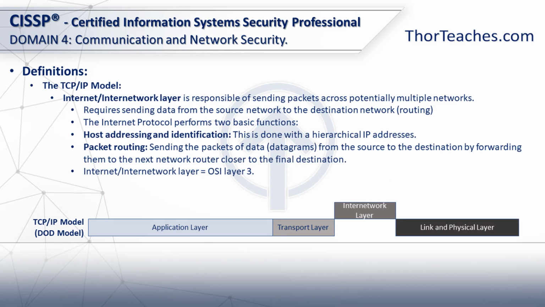The internet layer is the one that maps directly to OSI layer 3, the network layer. This is where we add in our IP addresses. An IP has 2 basic functions. The first one is host addressing and identification, where each node has a unique IP address so we know where to send the data, and then it does packet routing.